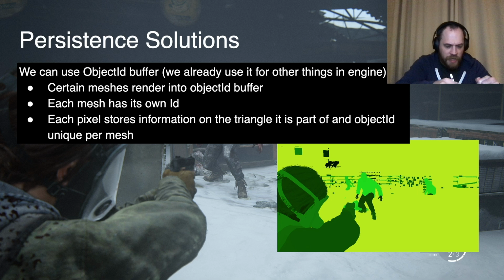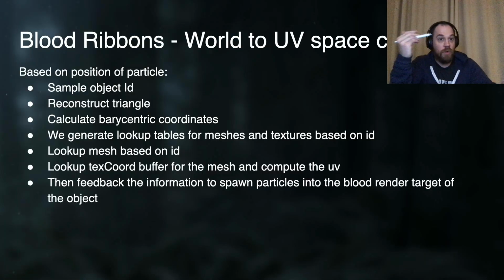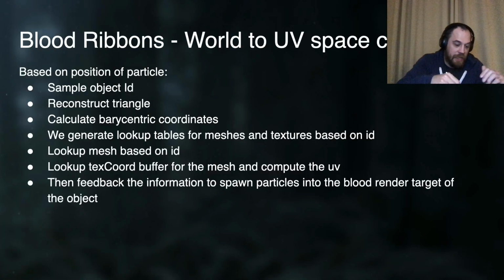So in our case, the object ID buffer stores things like the ID of the mesh and also some way to reconstruct the primitive, either its vertices or a triangle ID. Either way, from a pixel point of view, we can reconstruct the triangle, and we also know the ID of the mesh that it's on. So the algorithm could be very simple: whenever a particle is on a pixel, we sample the object ID, reconstruct a triangle, calculate the barycentric coordinates, and look up the mesh.